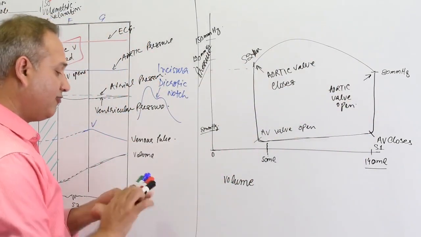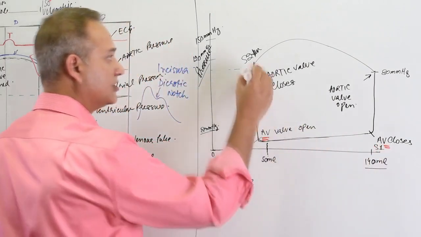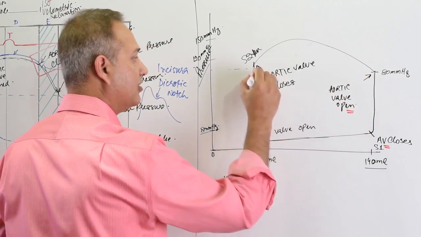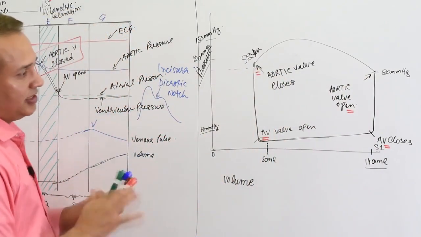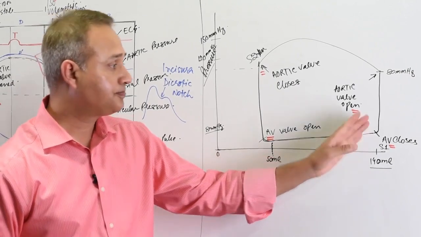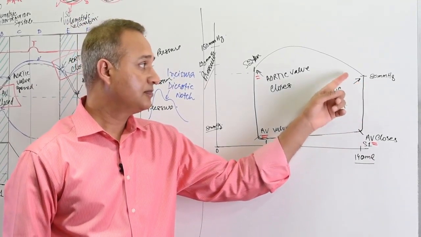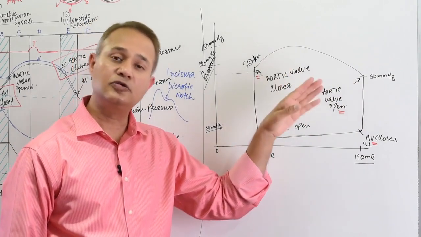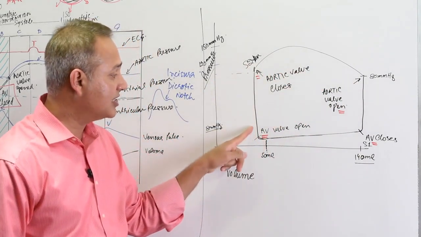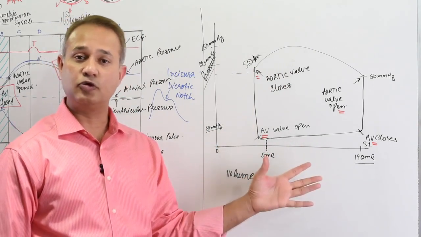So just follow the AV valve, where does it open, where does it close, where does the aortic valve open, here, and where does it close. In this one, this is the filling phase, the diastolic phase. This is isovolumetric contraction. This is the ejection phase that includes the rapid ejection and slow ejection. Then this is the isovolumetric relaxation phase, and then the filling phase again. This is the cardiac loop.